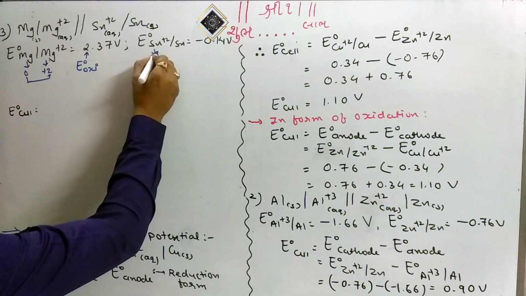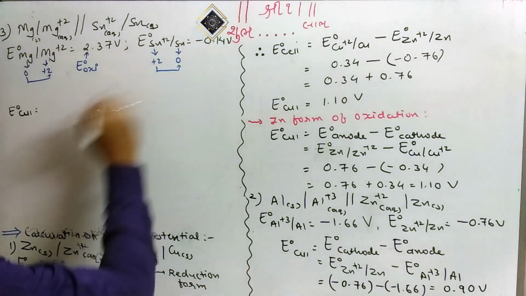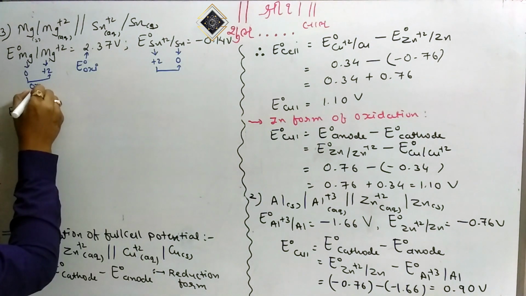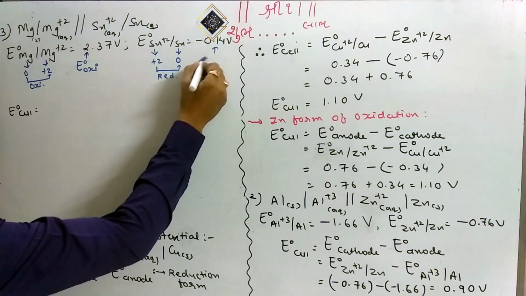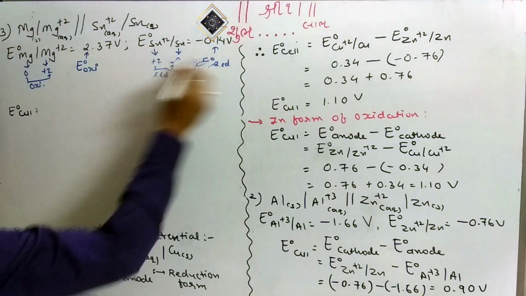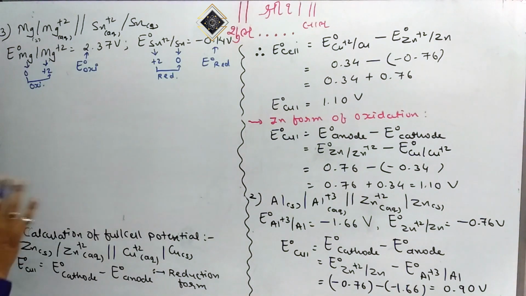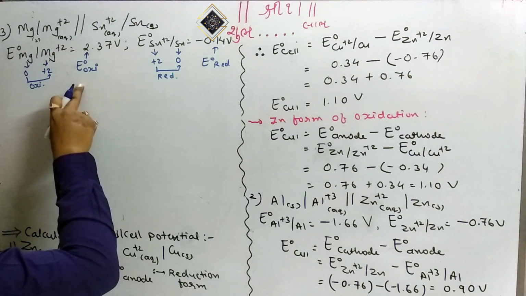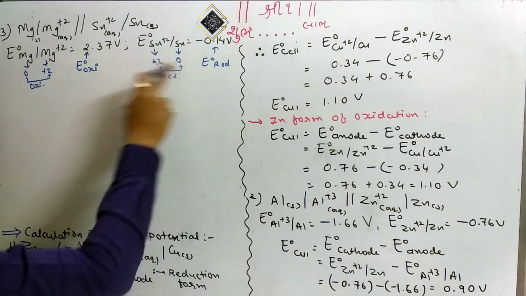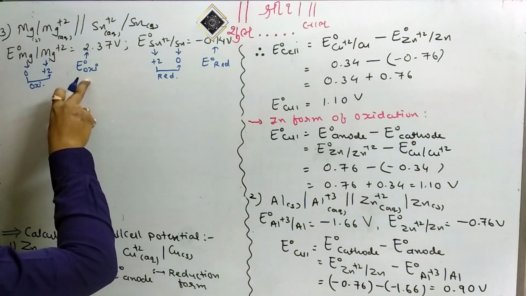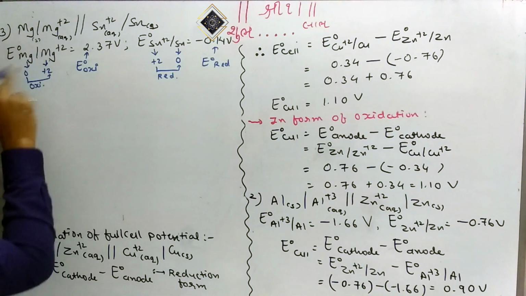For Sn, the oxidation number is +2, and here Sn is converting to 0. That means this one is a reduction reaction, so the given potential is reduction. That means both half cell potentials are in different forms. Then convert any one, either Mg into reduction or Sn into oxidation. I am converting the Mg oxidation into the form of reduction. How can we convert? Invert this term.